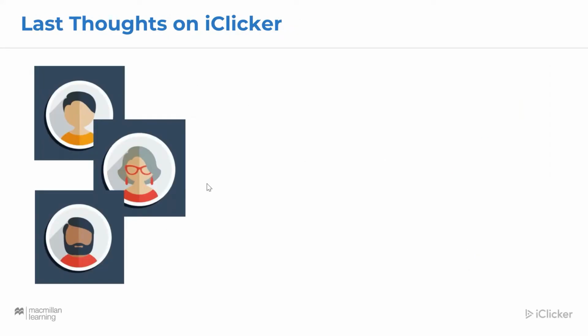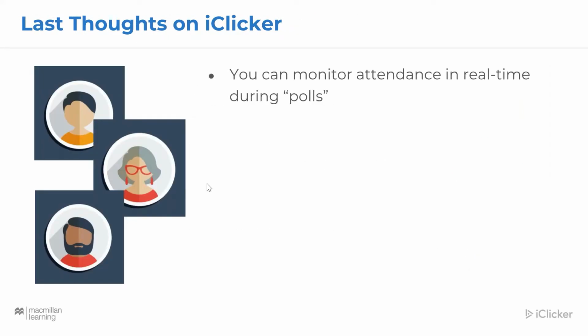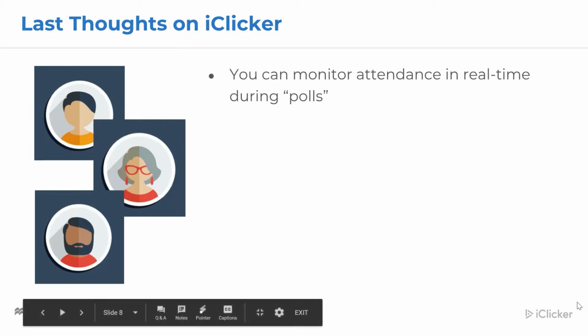Okay, some real quick last thoughts about it. One, when you're giving a poll or a real-time quiz, you can actually click on the attendance and you can see who's there. So if a student's having trouble, you can let them know whether they are properly in the class for those purposes.